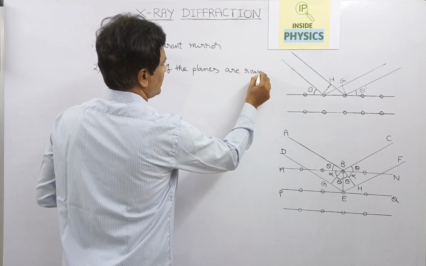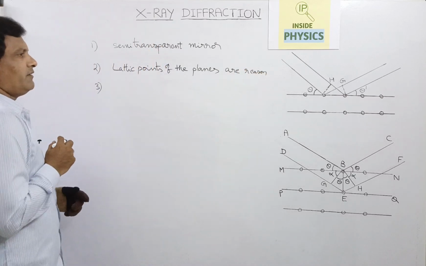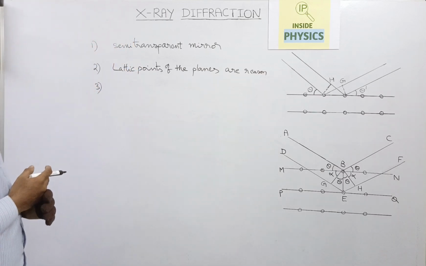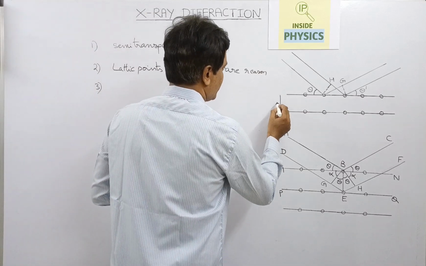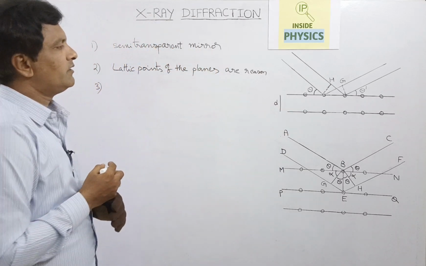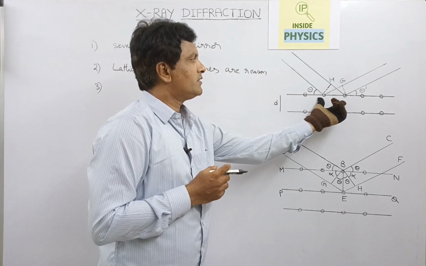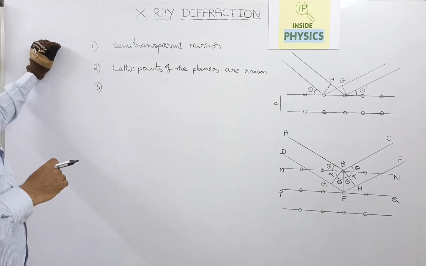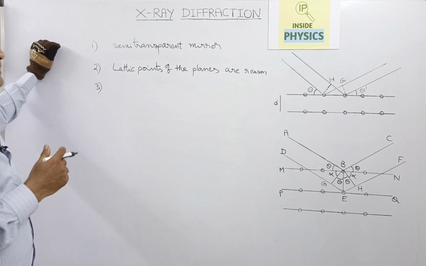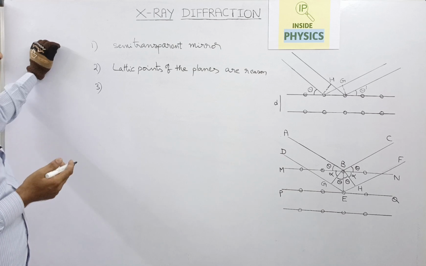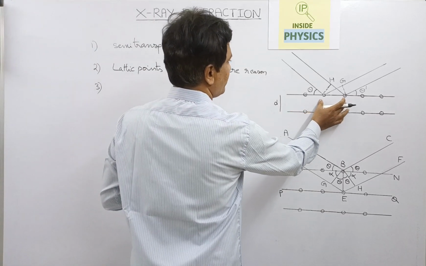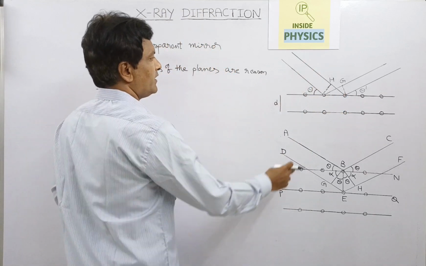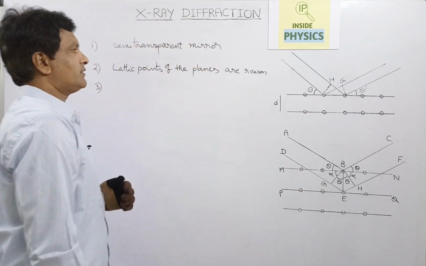reason for diffraction. The interplanar spacing we can consider as d. Whenever there is incidence and reflection, there will be a path difference. Whenever incident light falls on a medium and is reflected, the incident and reflected light will have a path difference, because we consider two incident rays at two lattice points. They are incident at two points, so they must have a path difference.